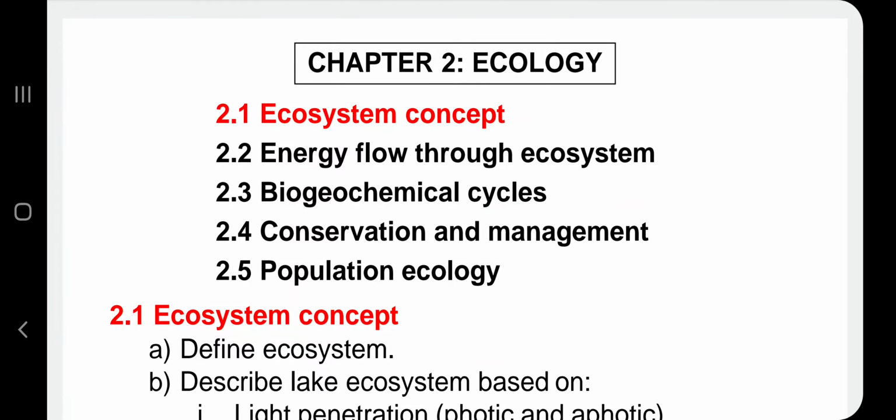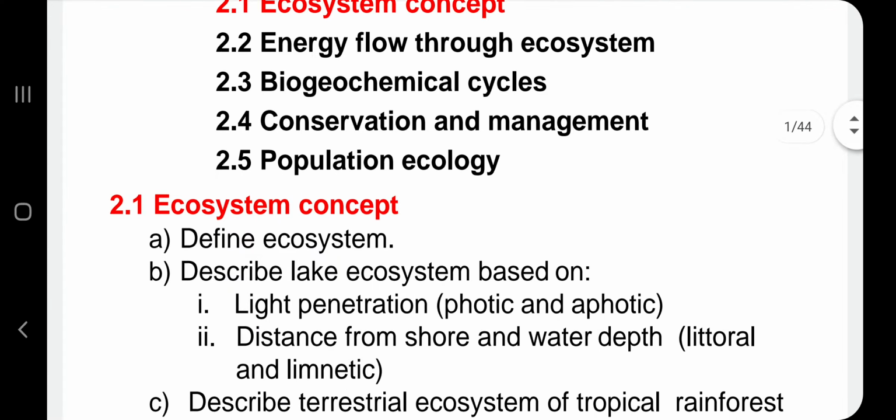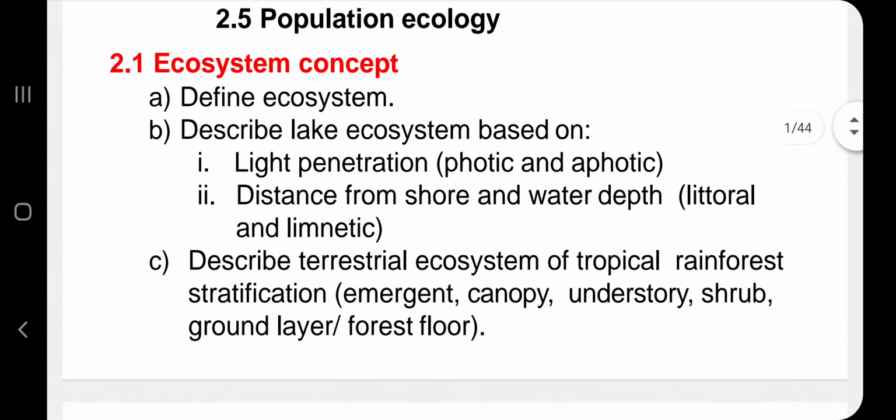Chapter 2 Ecology. So under ecology we have 5 subtopics, 2.1, 2.2 until 2.5. So we are going to have a look at 2.1 first, which is the ecosystem concept. Later on I will explain to you the definition for ecology and the definition for ecosystem. Under 2.1, we have 3 learning outcomes.